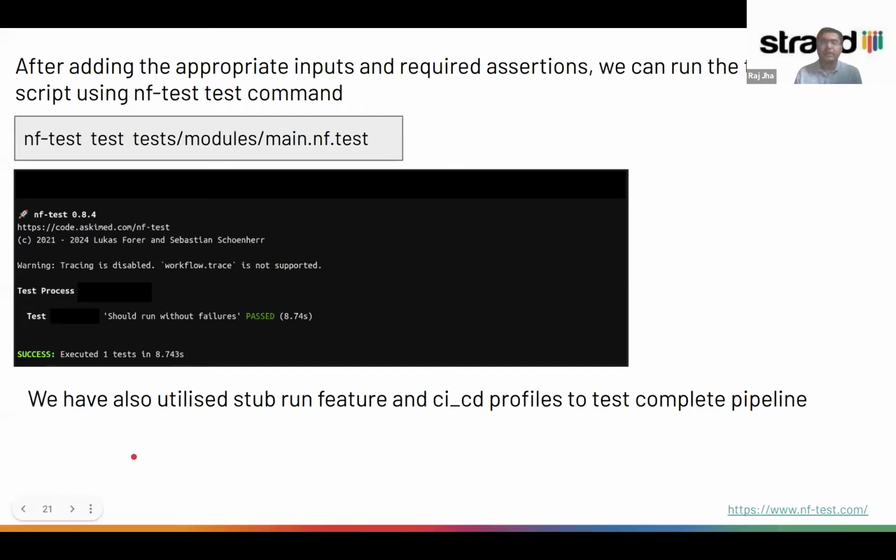Apart from this, in the pipeline, you can also introduce different features such as the stub run feature, which is just a dry run feature to test that all the channels are working properly and none of your compute is being utilized in this process. You can also do CI/CD profiles, with which you can test the complete pipeline, right?